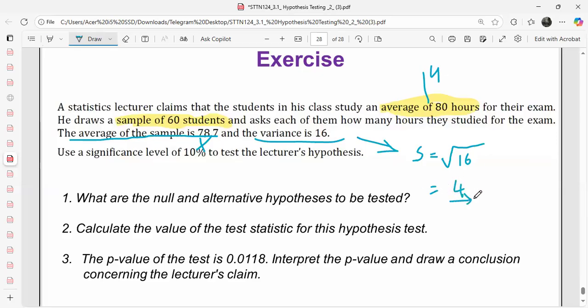That will be the standard deviation. So now they said use what? Use a significance level of 10%, use 0.1, to test the lecturer's hypothesis. So already you're given the alpha.